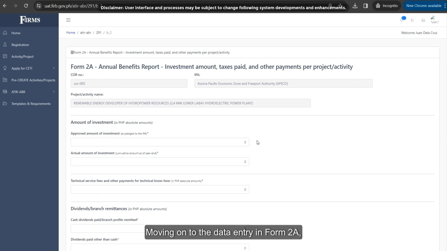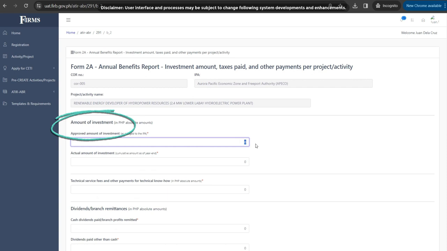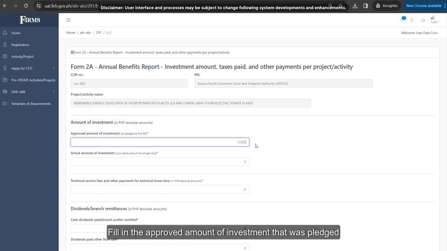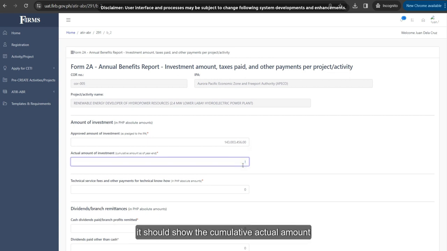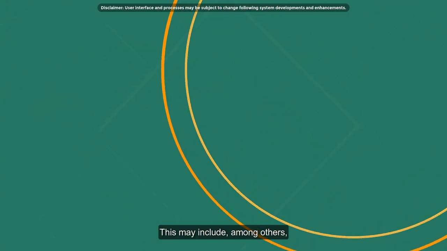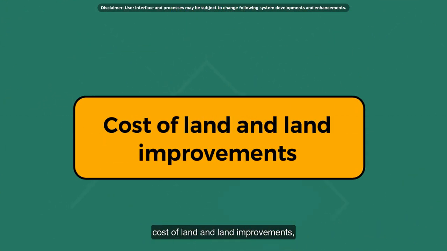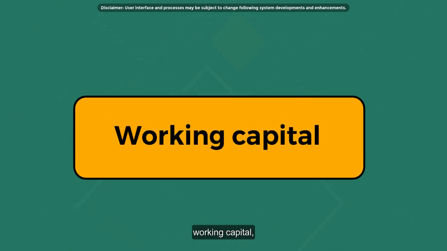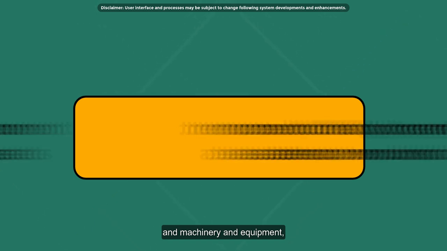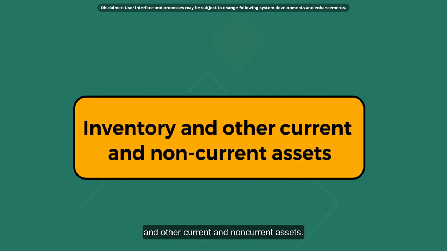Moving on to the data entry in Form 2A, first on the list is the amount of investment. Fill in the approved amount of investment that was pledged when the application for registration with the IPA was made. As for the actual amount of investment, it should show the cumulative actual amount of investment made as of the reporting period. These may include, among others, pre-operating expenses, cost of land and land improvements, buildings, leasehold improvements, working capital, and machinery and equipment, inventory, and other current and non-current assets.